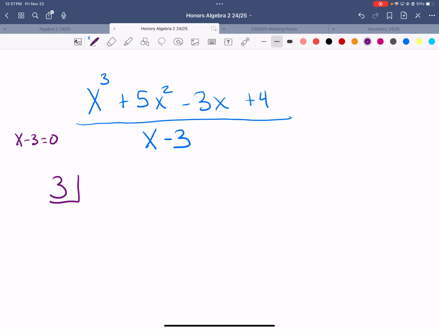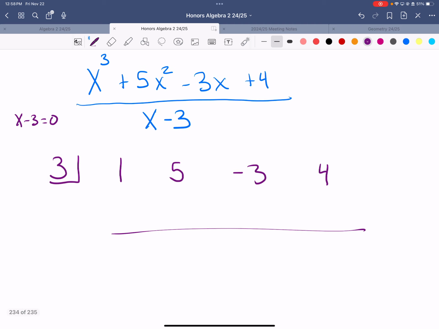Outside, what's my first number? 1, then 5, then draw a line. What goes below? Okay, we got to drop that 1 down. That's the most frequently missed part of it. Okay, we got to start with something. We've got nothing below the line to take that times. We got to put something below. We need to put a 0 there and go 1 plus 0.